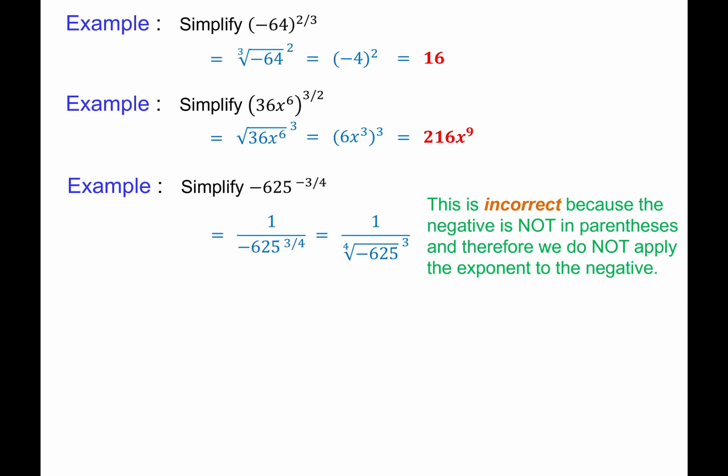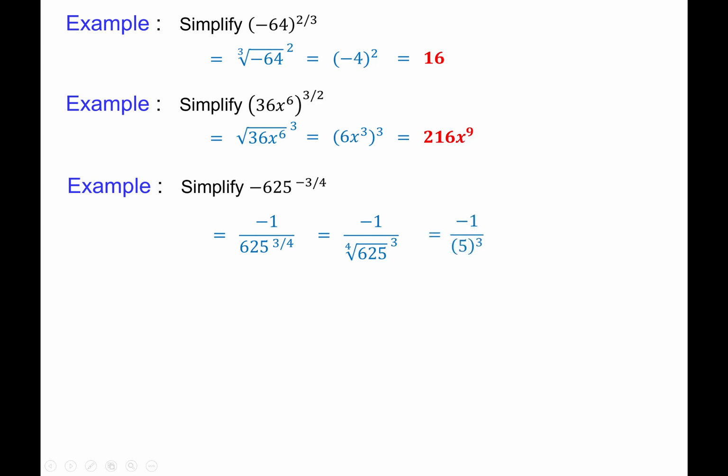Actually, oh, wait. Sorry, the negative is multiplying this thing. Sorry, we can still do this. So we would do the fourth root first, and then the negative stays on the outside, okay? So we pull the negative out. Now we can do it. Sorry, I totally forgot. Okay, so the fourth root of 625 is 5, to the third, which is negative 1 over 25.